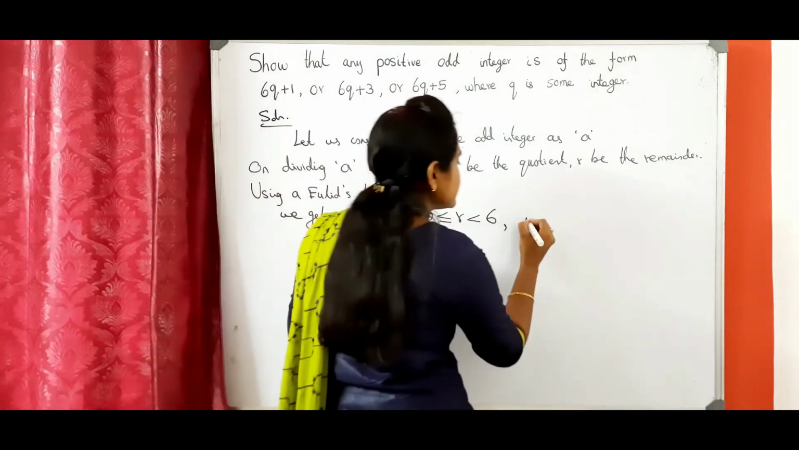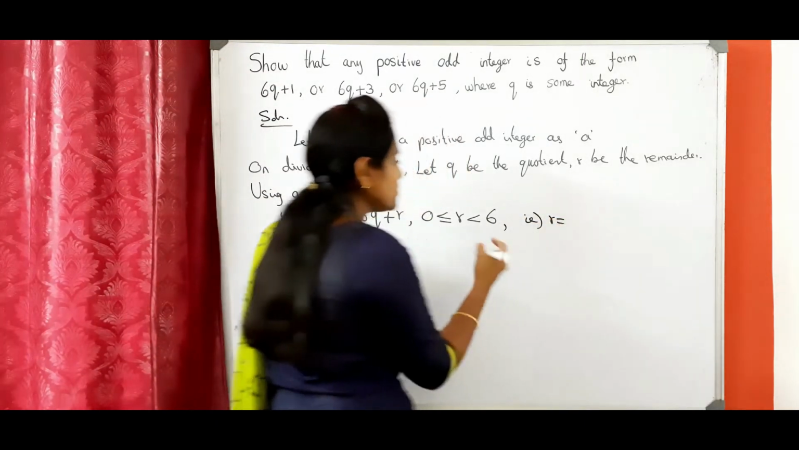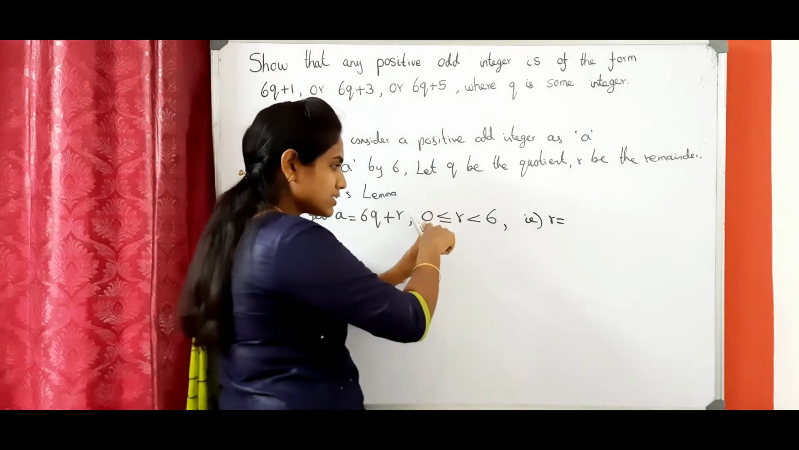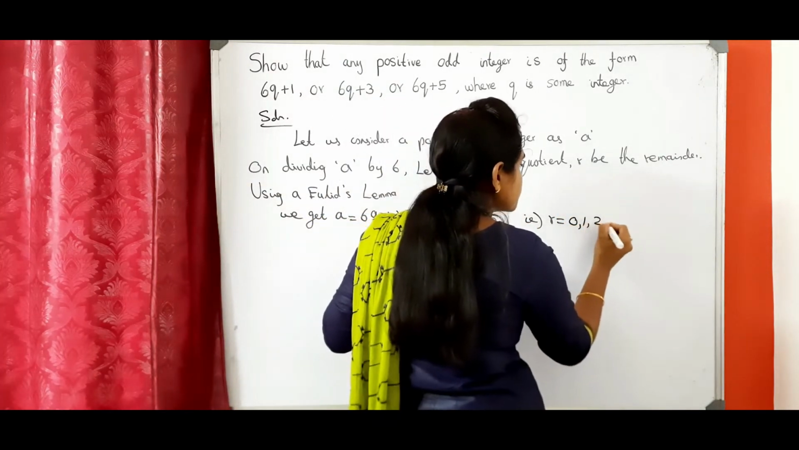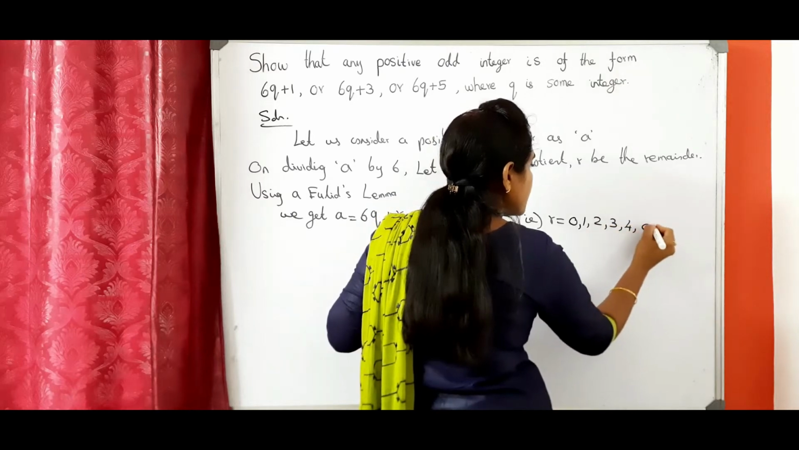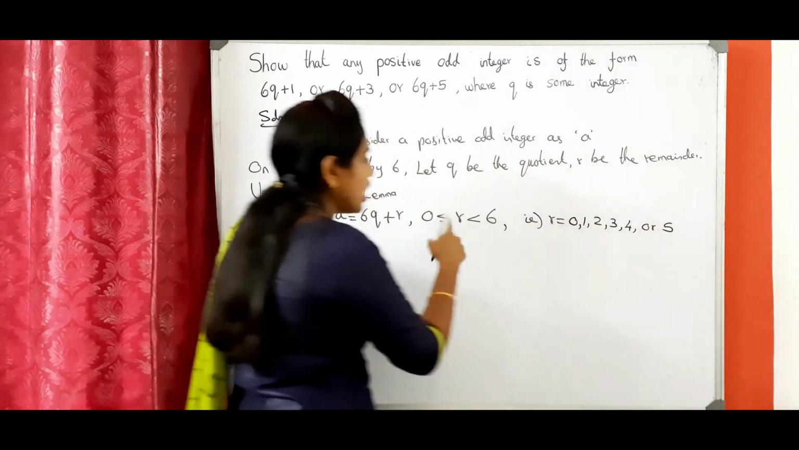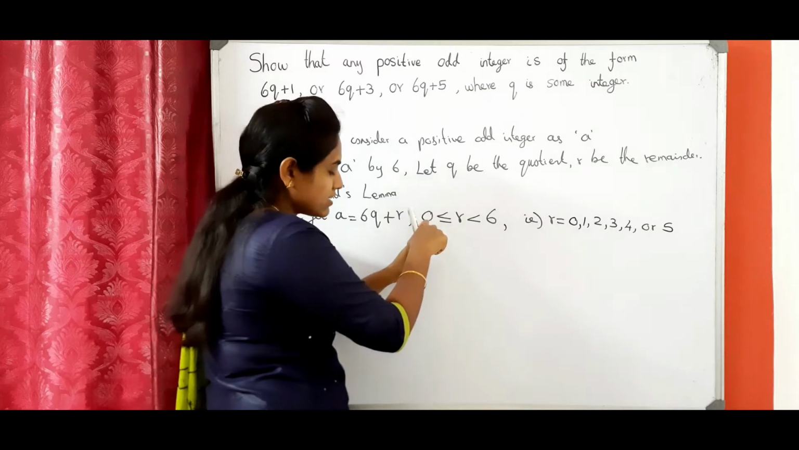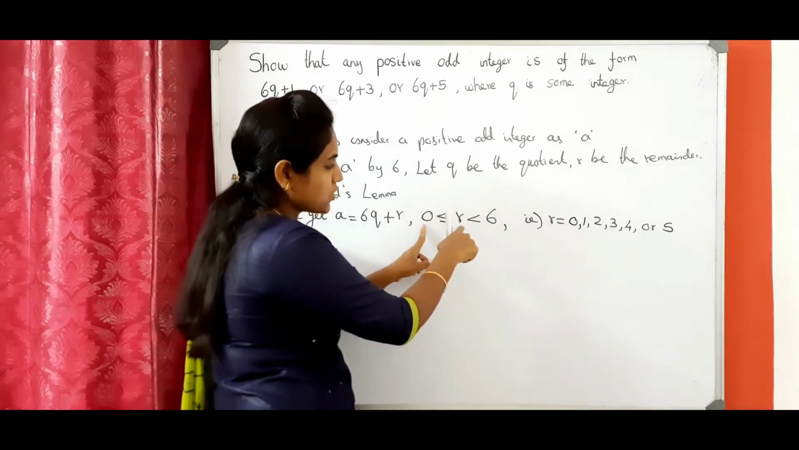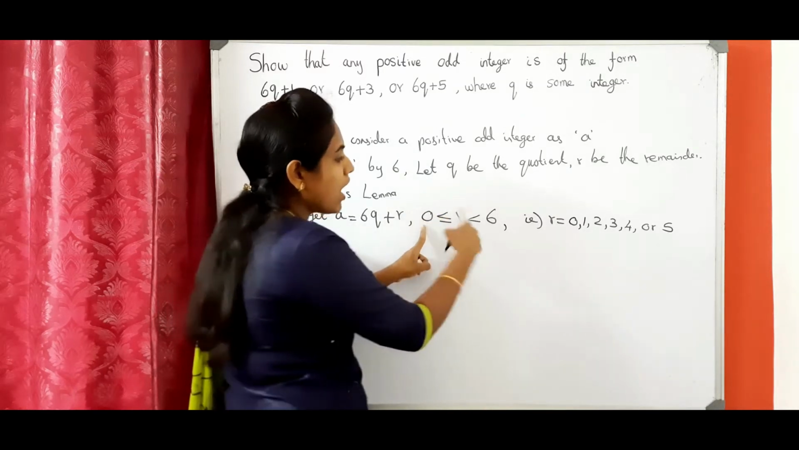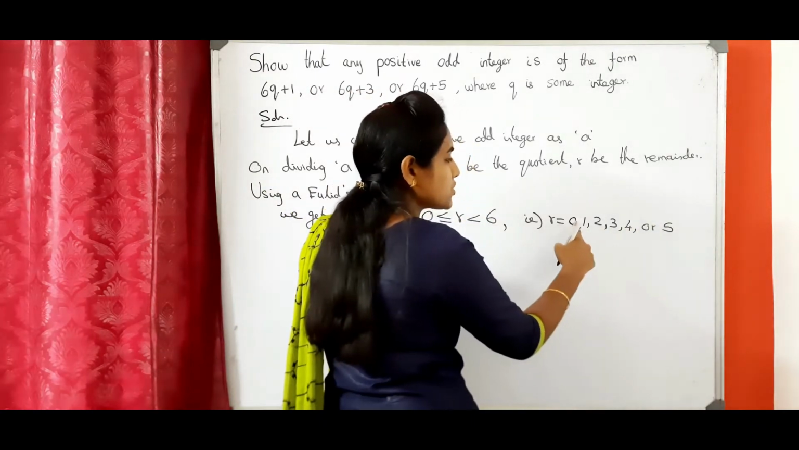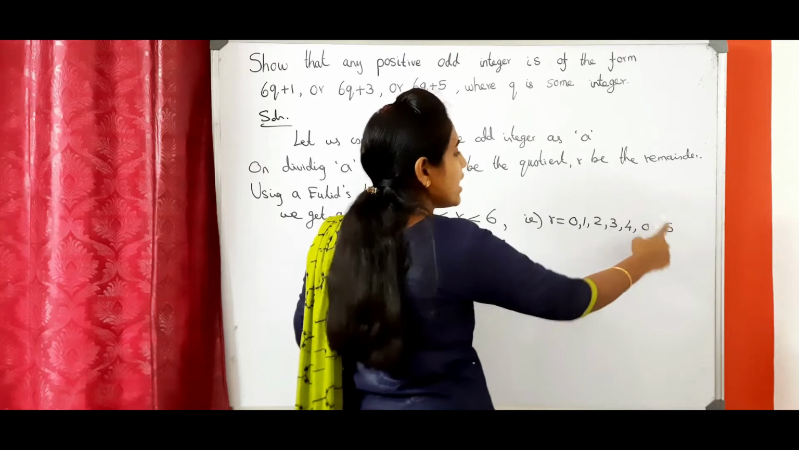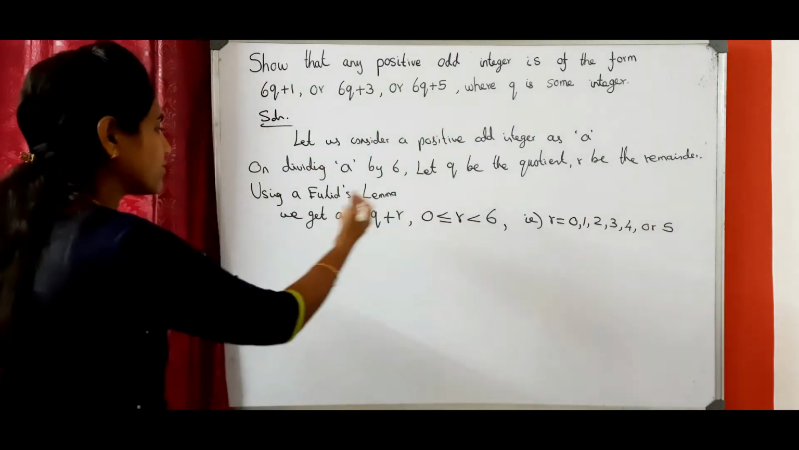Therefore r value is either 0 or less than 6. So 0, 1, 2, 3, 4 or 5. Less than 6 means up to 5. So r equal to 0, 1, 2, 3, 4 up to 5. Then apply the r value here.